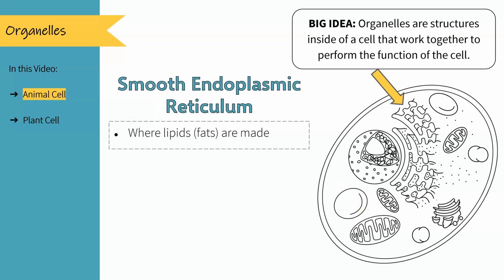The smooth endoplasmic reticulum is the part of the cell where lipids or fats are made. They're important for the membranes in the cell.